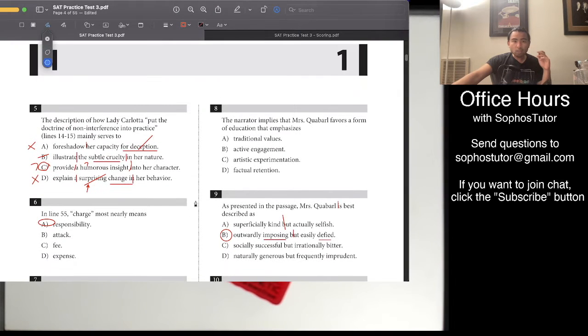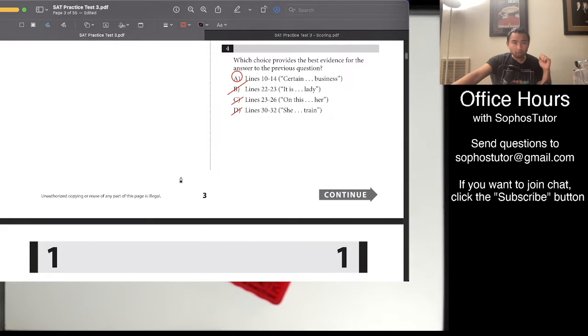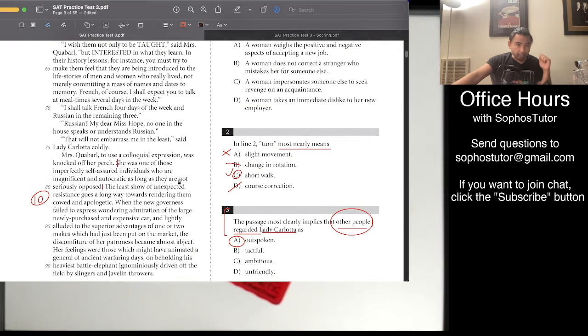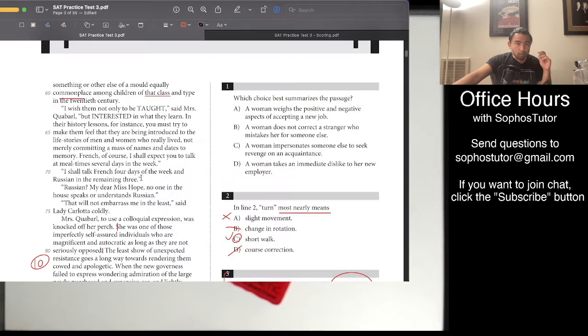Okay. Last question, 8. The narrator implies that Mrs. Quabarl favors a form of education that emphasizes traditional values. Great. Here's our noun, values, and traditional. Let's go back to Mrs. Quabarl. What did she specifically say? I wish them not only to be taught, but interested in what they learn. In their history lessons, for instance, you may try to make them feel that they are being introduced to the life stories of men and women who really lived.